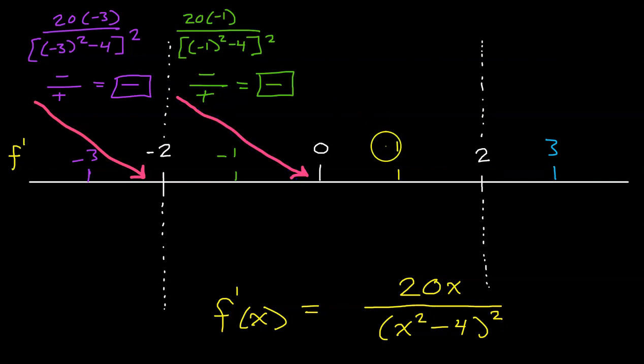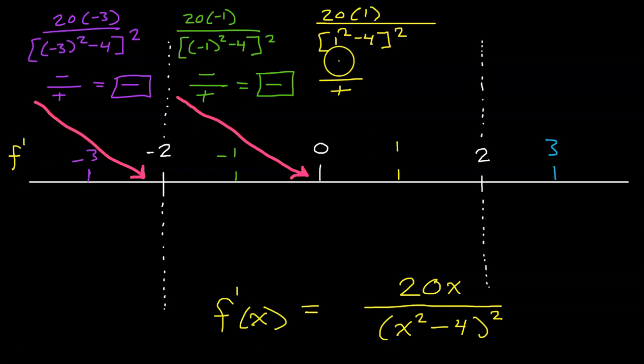So moving on to positive 1. So in this interval, we will have our 20 times positive 1, and then 1 squared minus 4 squared. So as I mentioned before, we know that denominator is going to be positive because it's being squared. But this time the numerator is positive as well. This gives us an overall positive value, which means we have an increasing function in this interval.